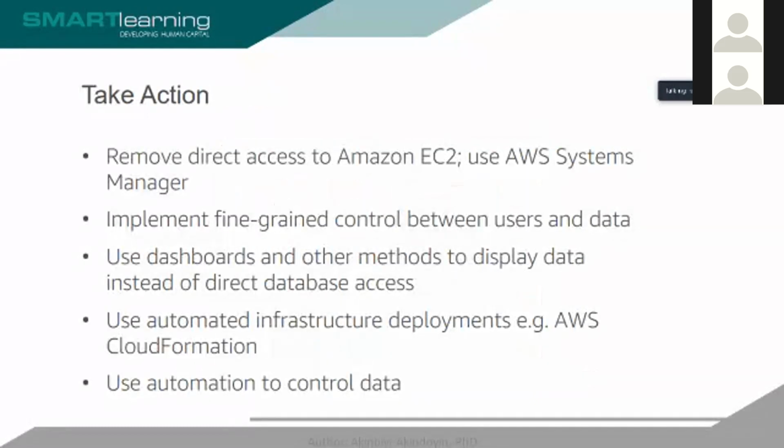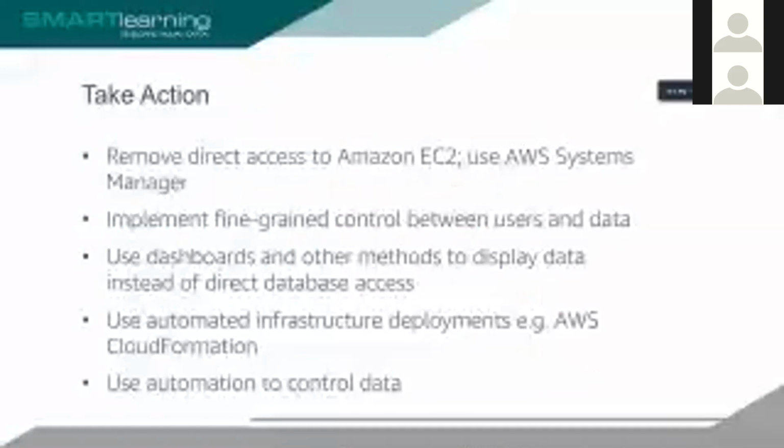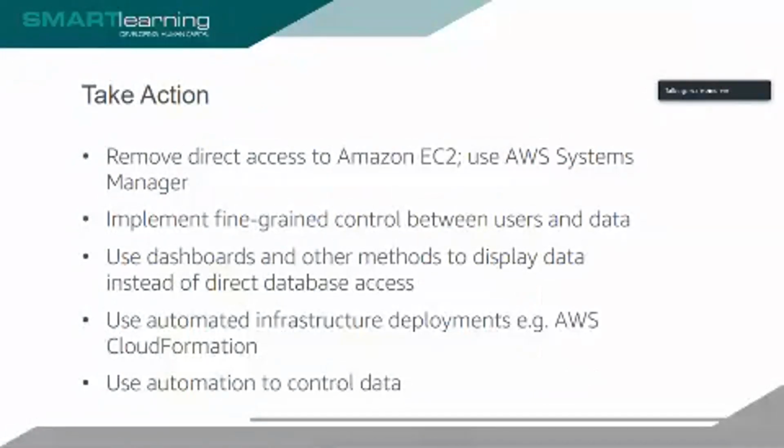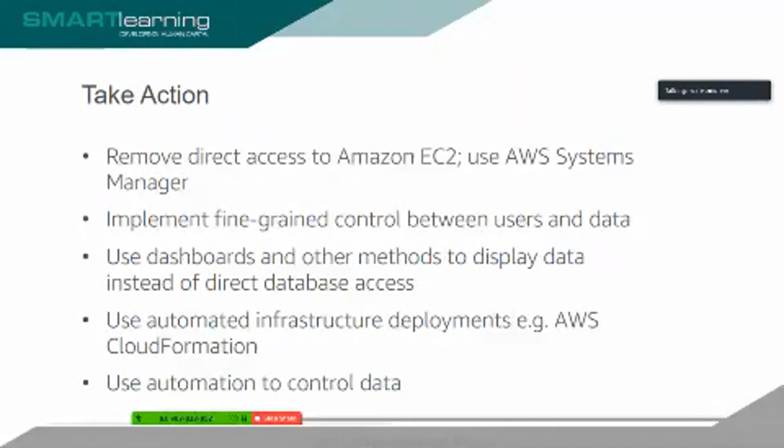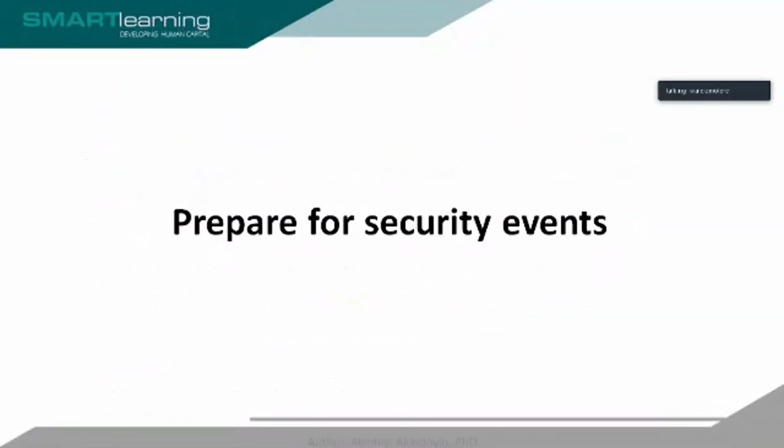So take action. Remove direct access to EC2. Like I said, disable SSH and use SSM. Implement fine-grained control between users and data. So make sure only certain users that need access to the data have that access. Use a dashboard and any other method to display data instead of direct access to your database. So you can use a SQL client to connect to your RDS. So use automated infrastructure deployment like CloudFormation, and make sure you automate control of the data. Can't emphasize that enough. So the last aspect is to plan for security events.